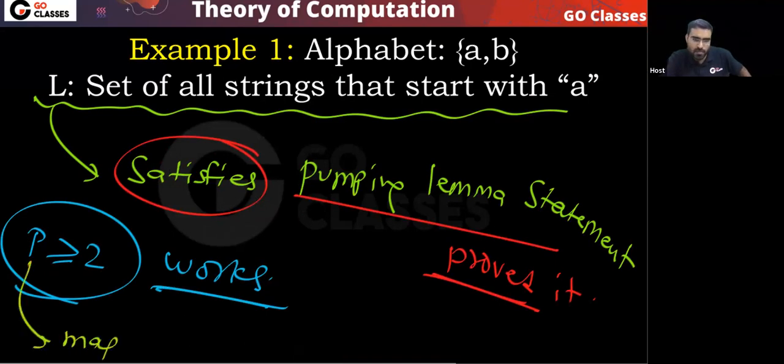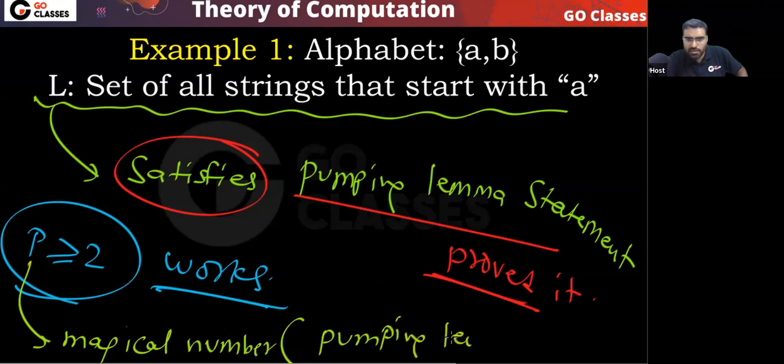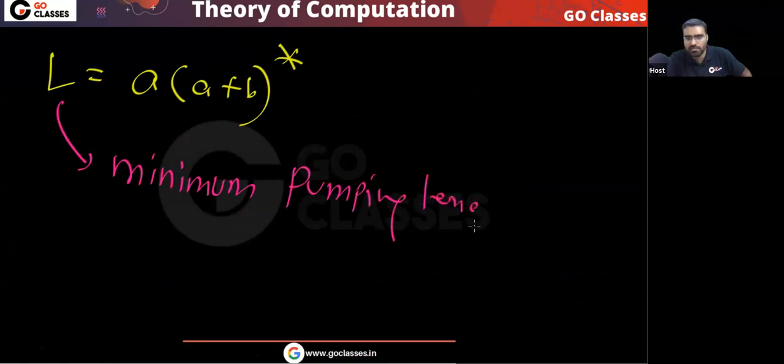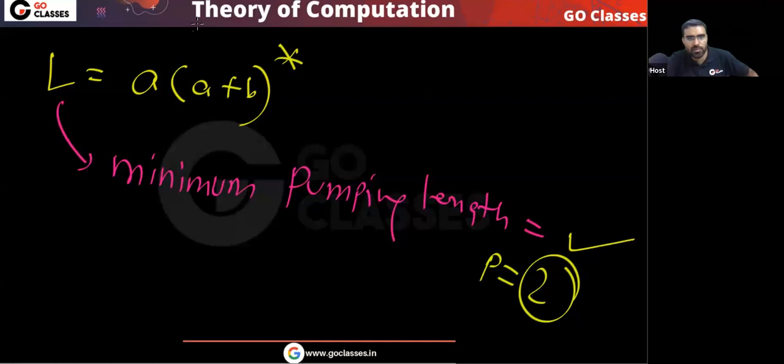This is the magical number. This magical number is also called the pumping length. So for this language, what is the minimum pumping length? If I ask you for this language, the minimum pumping length, the minimum magical number, that will be equal to 2. So the minimum pumping length will be 2.